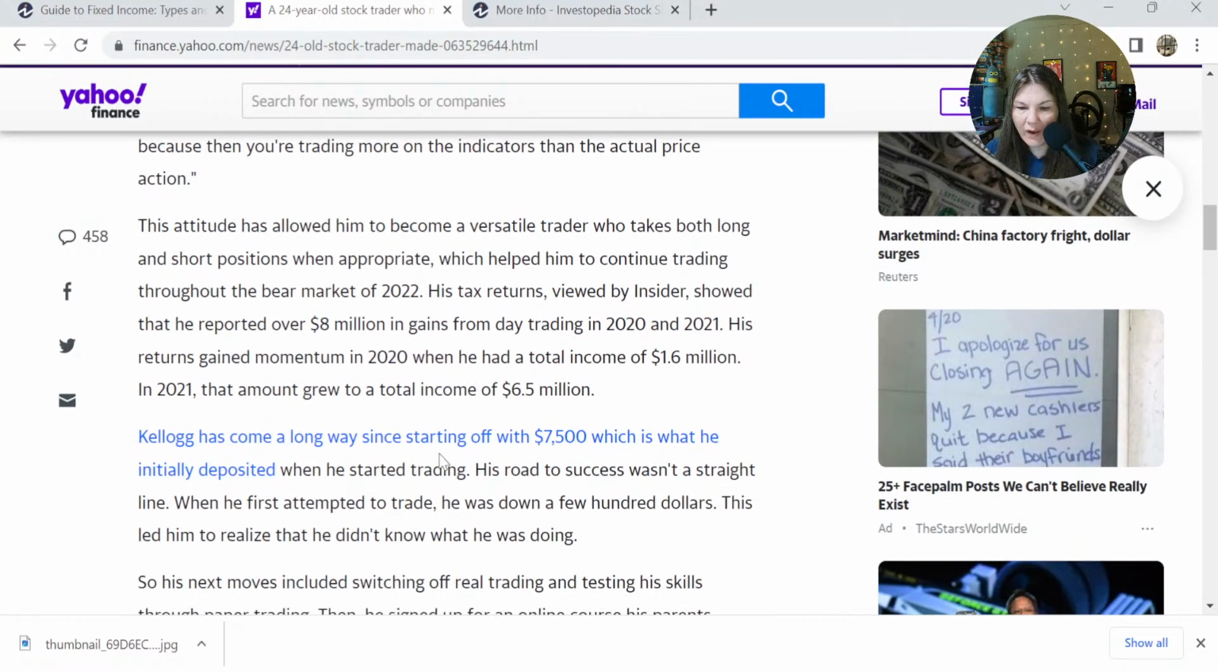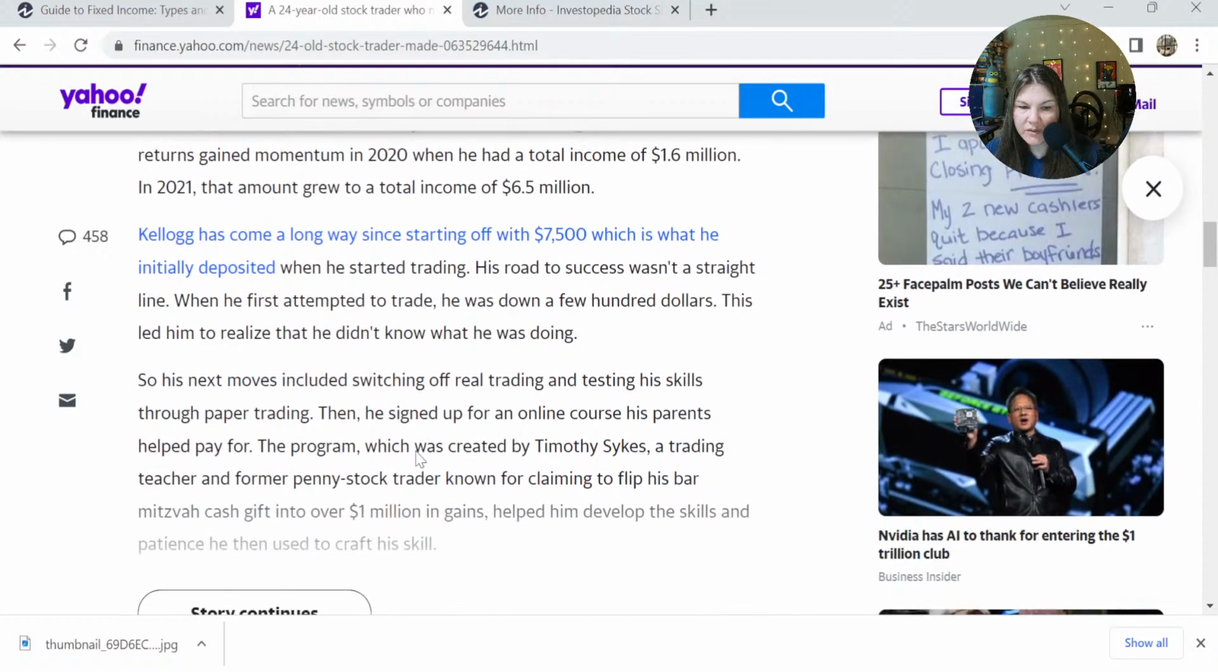Kellogg has come a long way since starting off with $7,500, which is what he initially deposited when he started trading. His road to success wasn't a straight line. When he first attempted to trade, he was down a few $100s. This led him to realize that he didn't know what he was doing. So his next moves included switching off real trading and testing his skills through paper trading. Then he signed up for an online course his parents helped pay for.